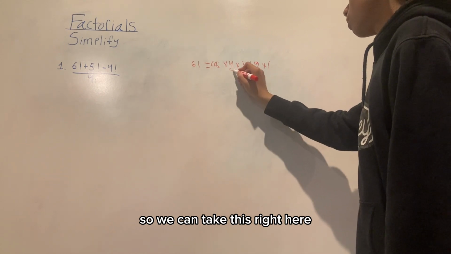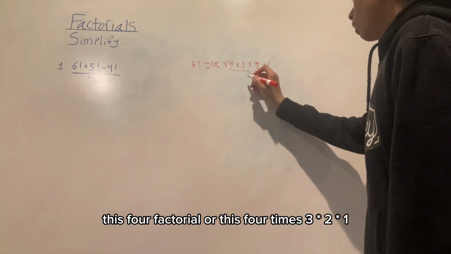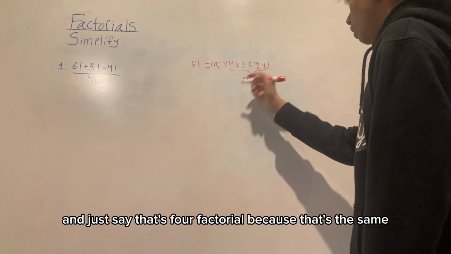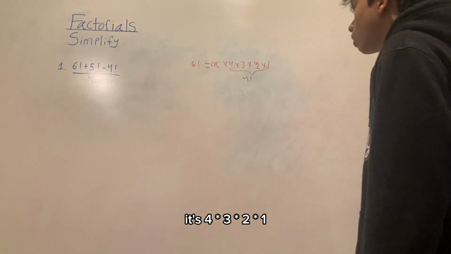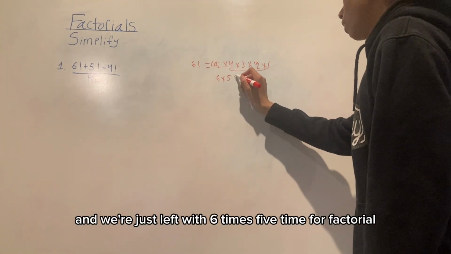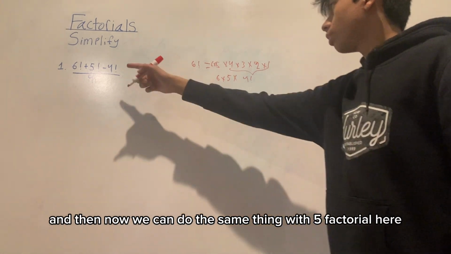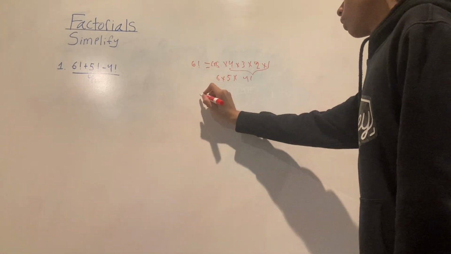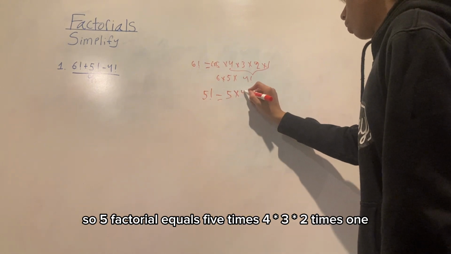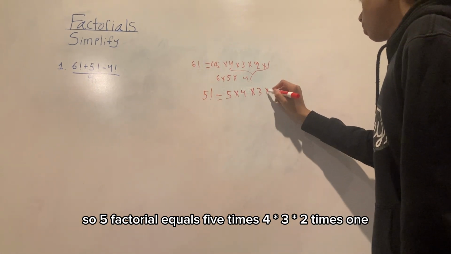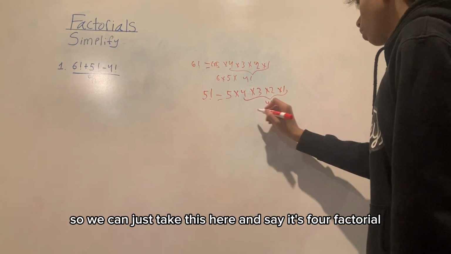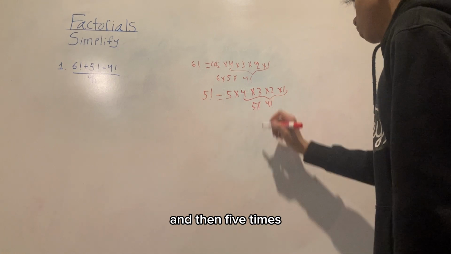So we can take this right here, this 4 factorial, or this 4 times 3 times 2 times 1, and just say that's 4 factorial because that's the same. It's 4 times 3 times 2 times 1. And we're just left with 6 times 5 times 4 factorial. And then now we can do the same thing with 5 factorial here. So 5 factorial equals 5 times 4 times 3 times 2 times 1. So we can just take this here and say it's 4 factorial and then 5 times.